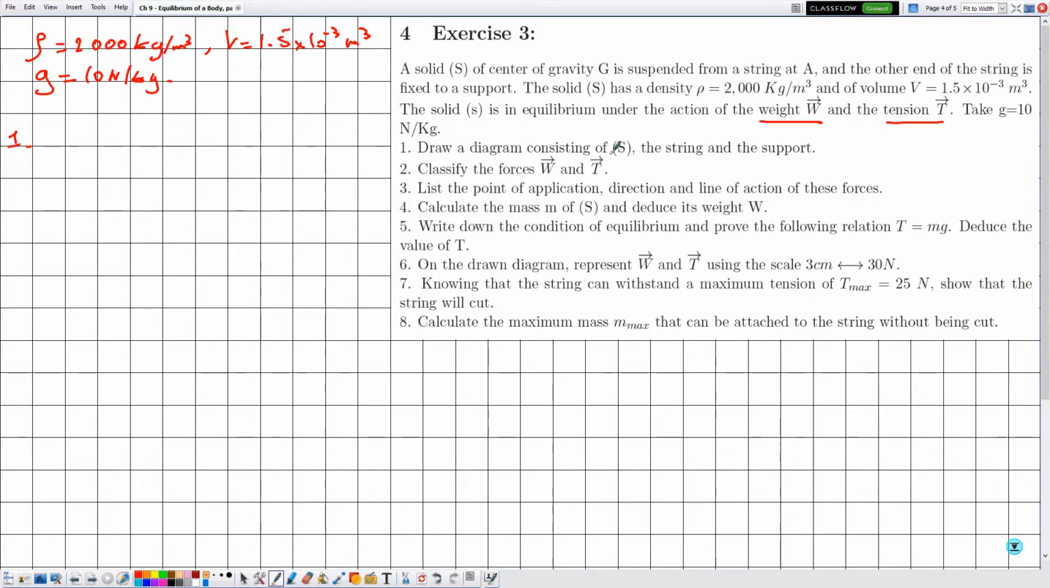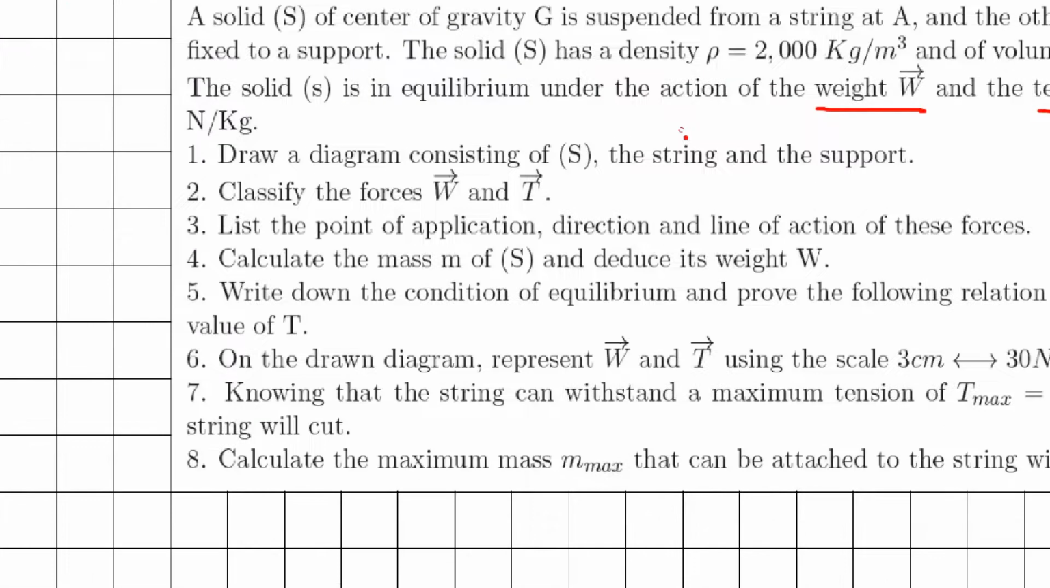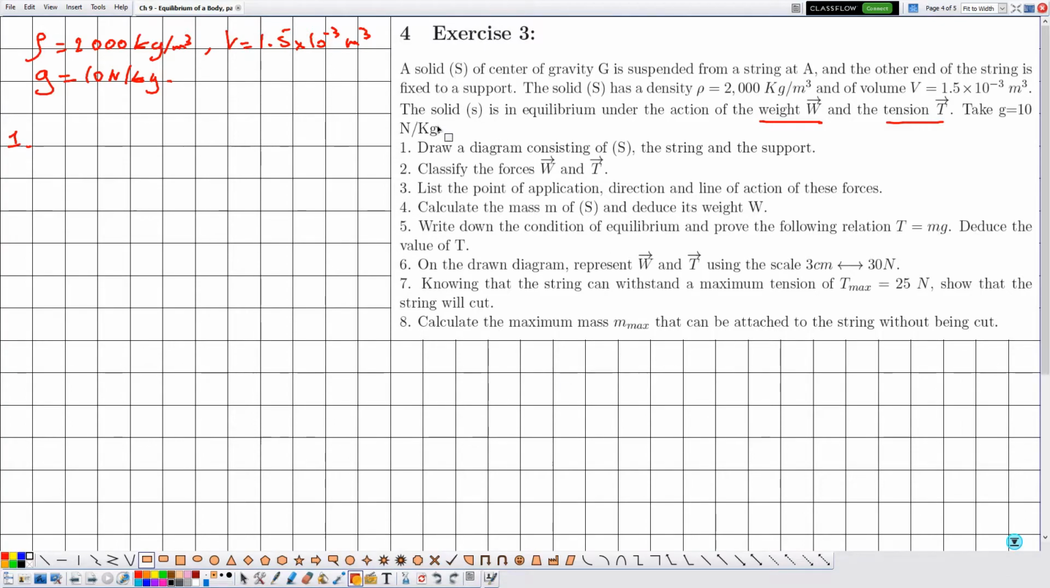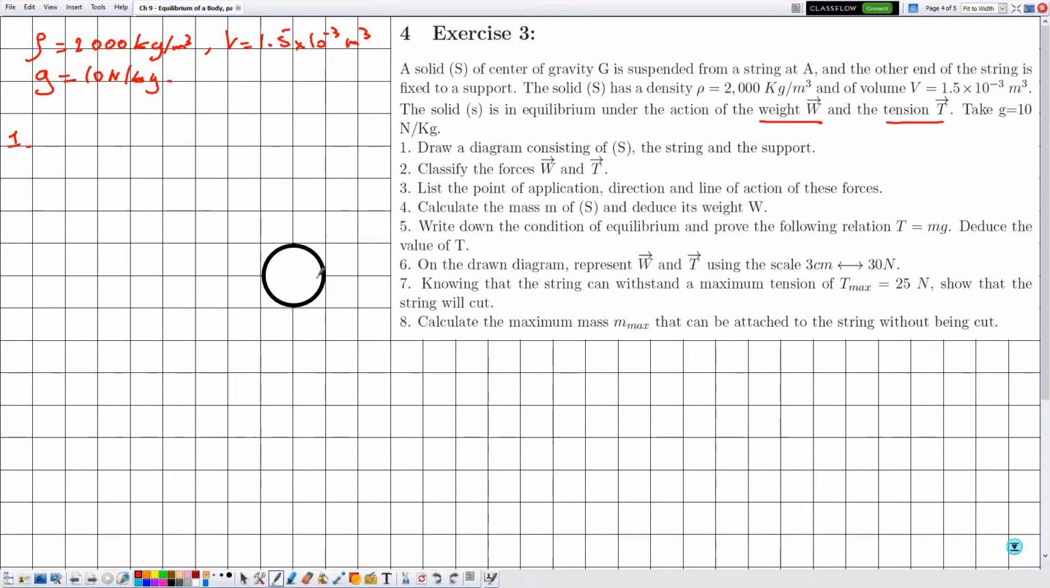In number 1, they are asking me to draw a diagram consisting of S, the string, and the support. So let's recall that here a solid S of center of gravity G. So they didn't specify the shape of the solid. I will take the solid to be circular, a perfect circle. Of center of gravity G. This is the solid S. Is suspended from a string at A, so this is the point A, and the string is fixed to a support like this.